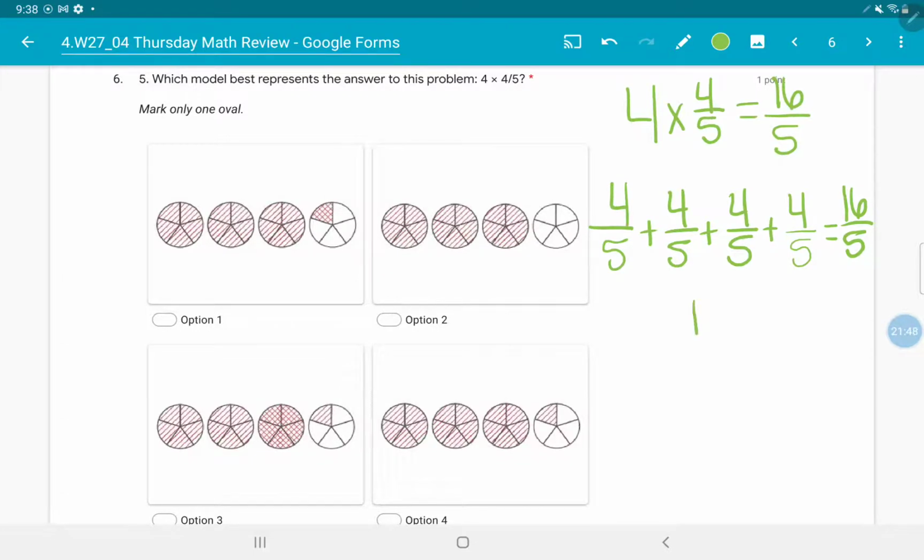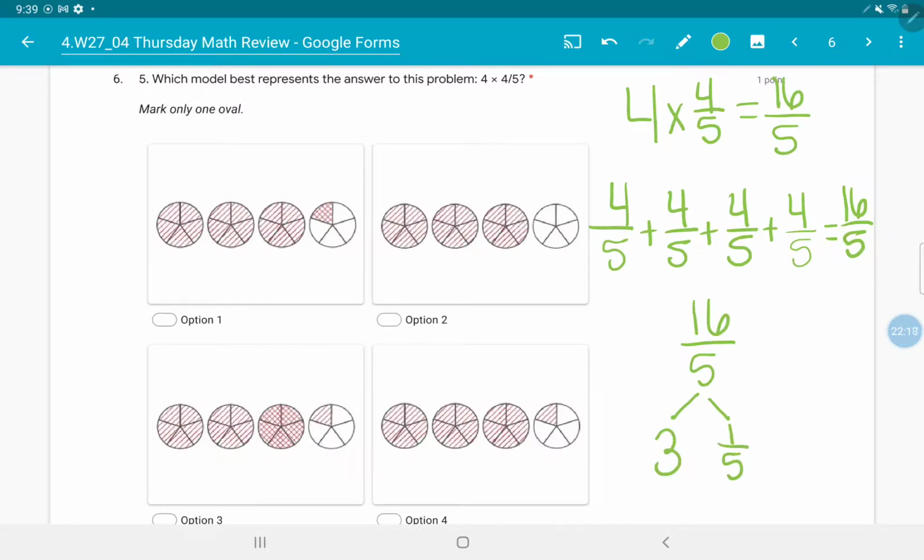Now we need to make that into a mixed number. If I take 16 fifths, how many fifth-size pieces does it take to make a whole? 5. How many 5s are there in 16? 3. 5, 10, 15. So that would be 3 wholes. And how many would I have left? 1. 1 what? 1/5.